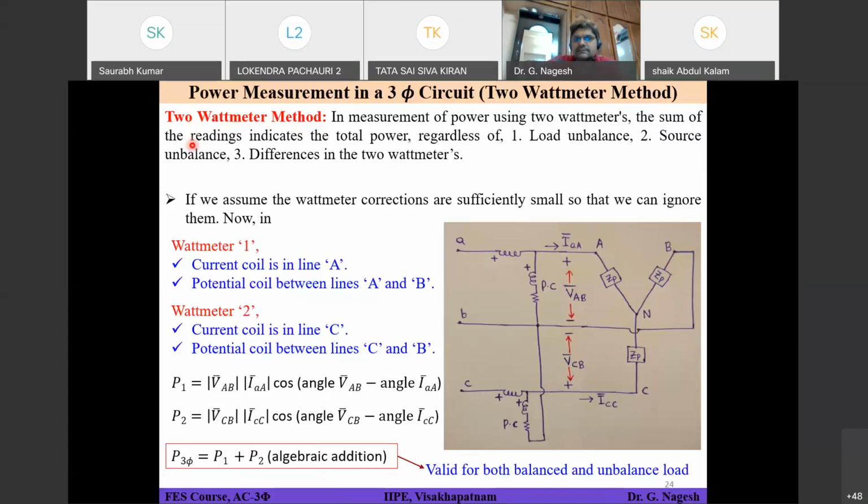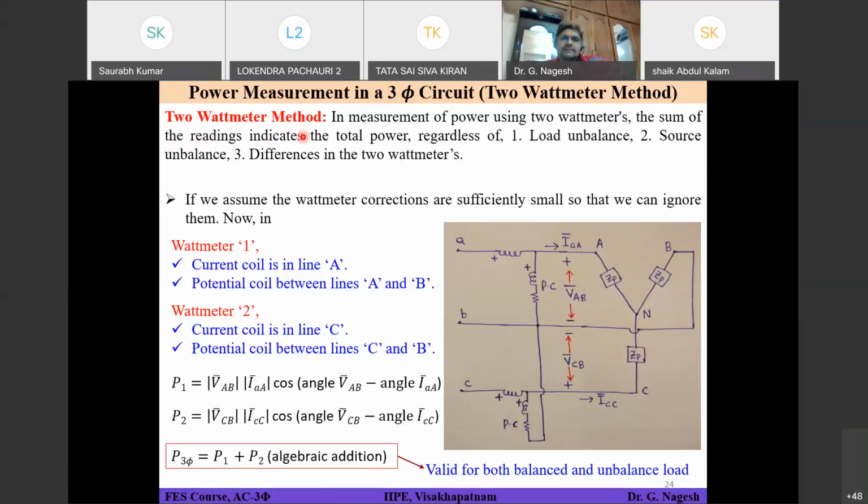Using 3 wattmeters is pretty simple. Simply connect 3 wattmeters in the 3 phases and add up all those 3 values. That's all. That will give you the power. But using 2 wattmeters, how to measure the power? That we will see.